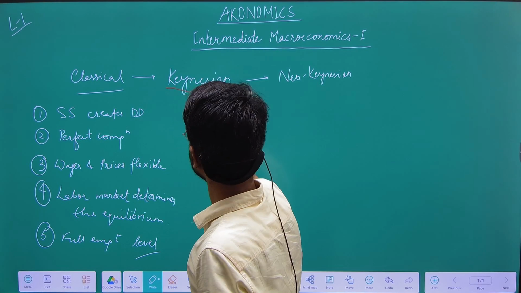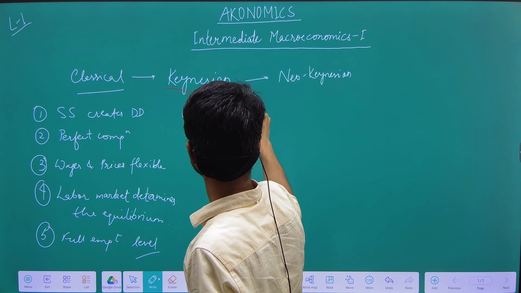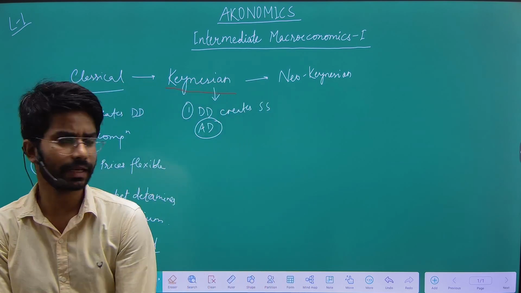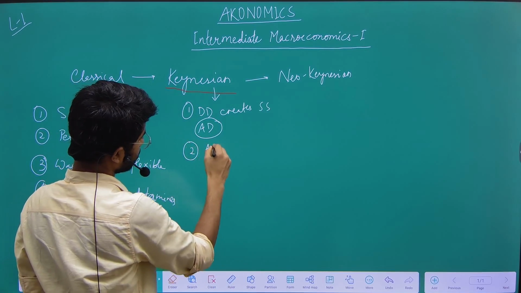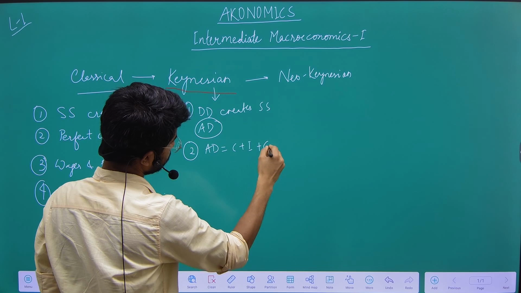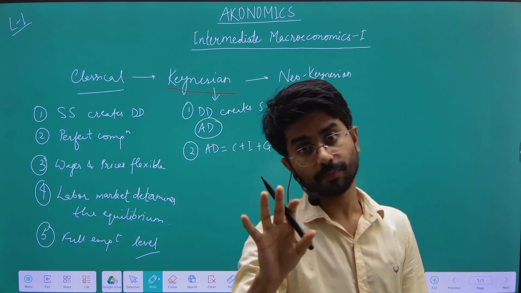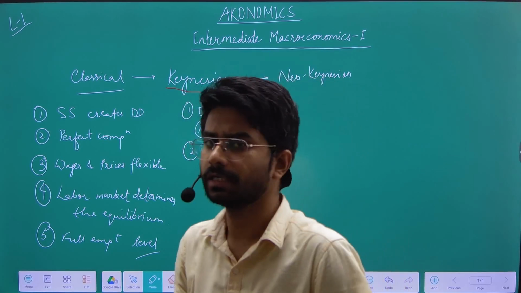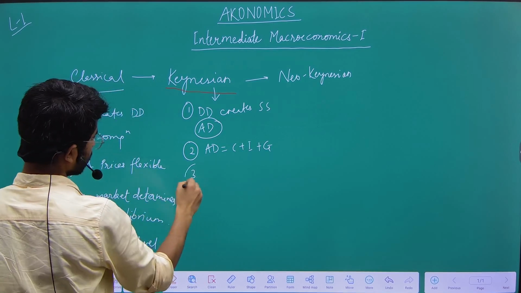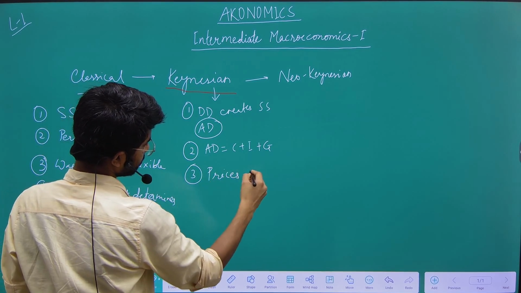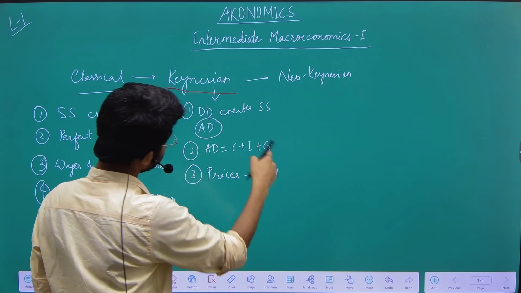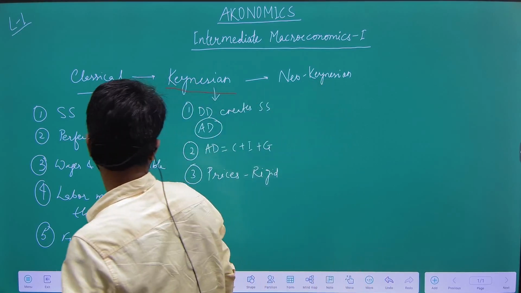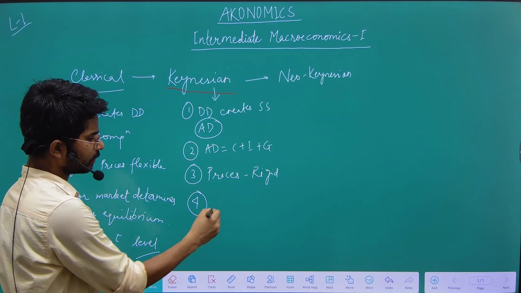Then in Keynesian theory, you had demand creates supply, and Keynes thought of aggregate demand, which was AD equal to C plus I plus G. There was no open economy at that time, although it can be extended with the inclusion of exports and imports. Further, you had prices being rigid. So prices were rigid in the Keynesian idea. And this was operating for the short run cases.